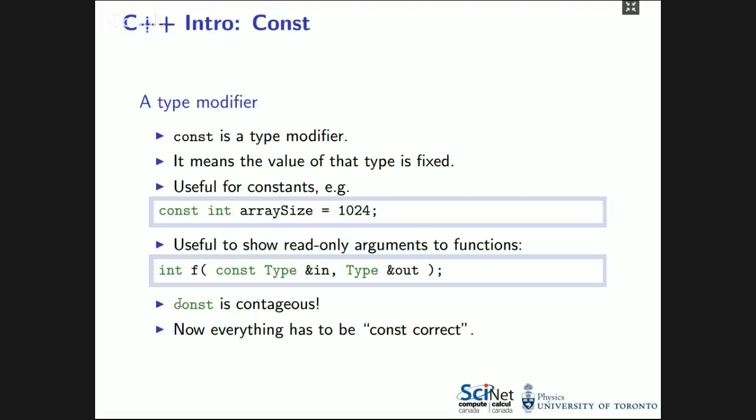I should warn you, const is contagious. Once you put const in your code, things that are const and are passed to something that doesn't expect the const will give you an error. So things have to be const correct, as people say. That's why you should use it sparingly, especially if you're starting with new code, until you're really comfortable with what's done. But for constants, it's a useful little thing.